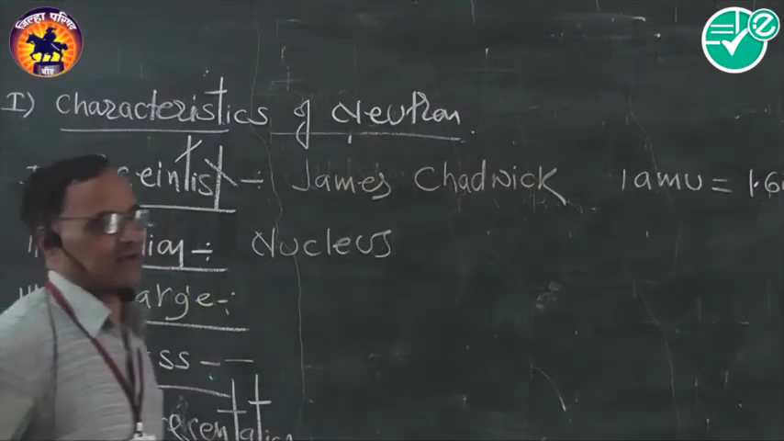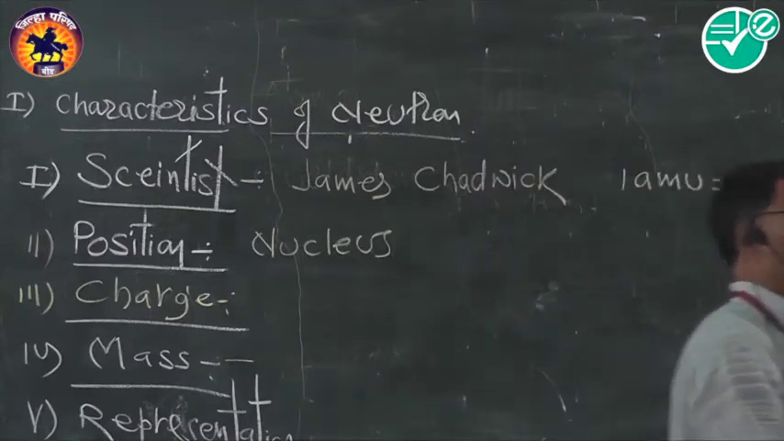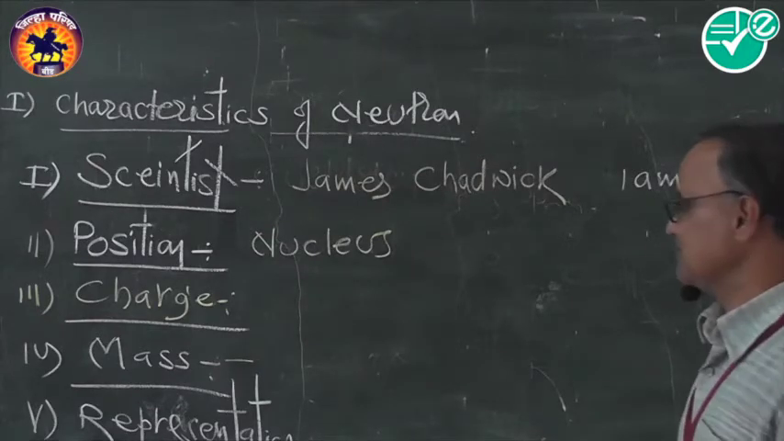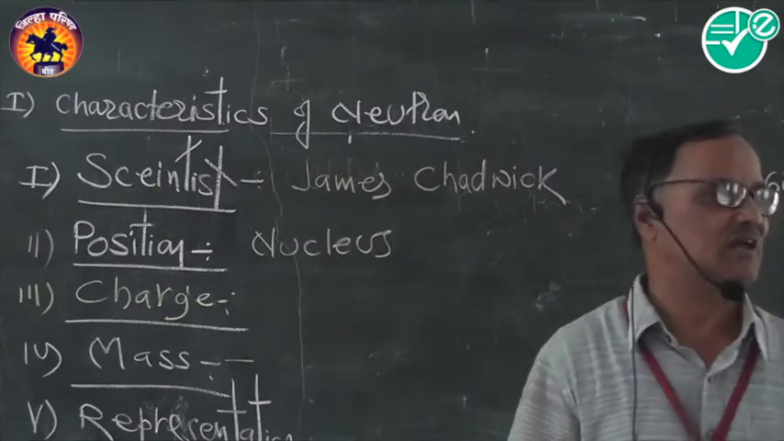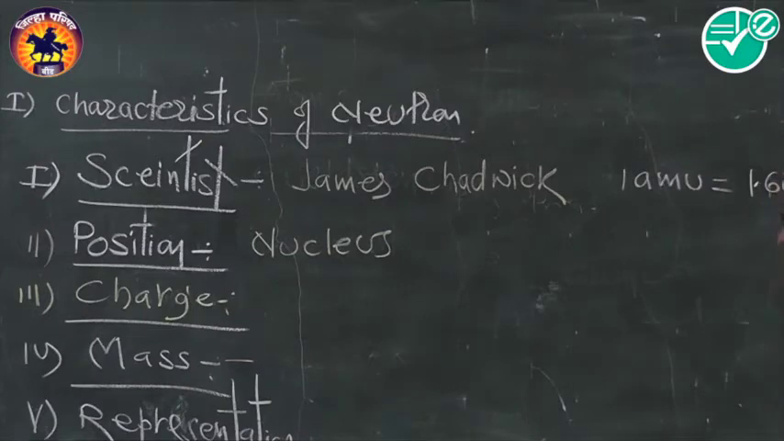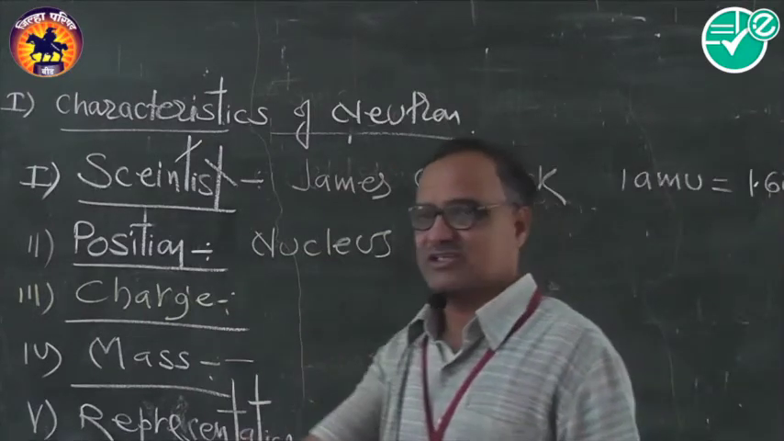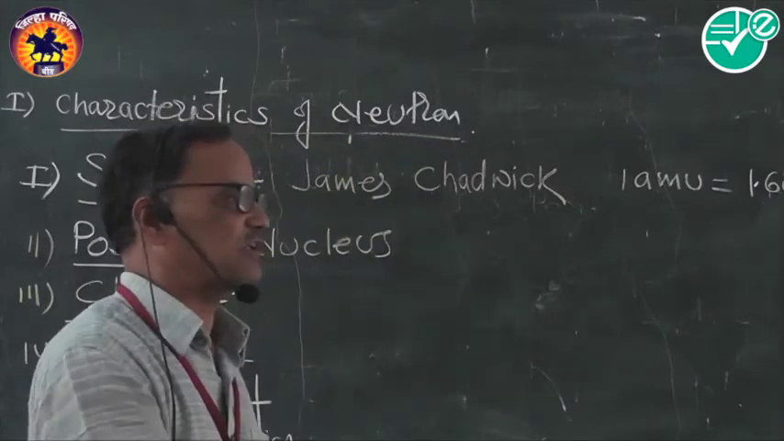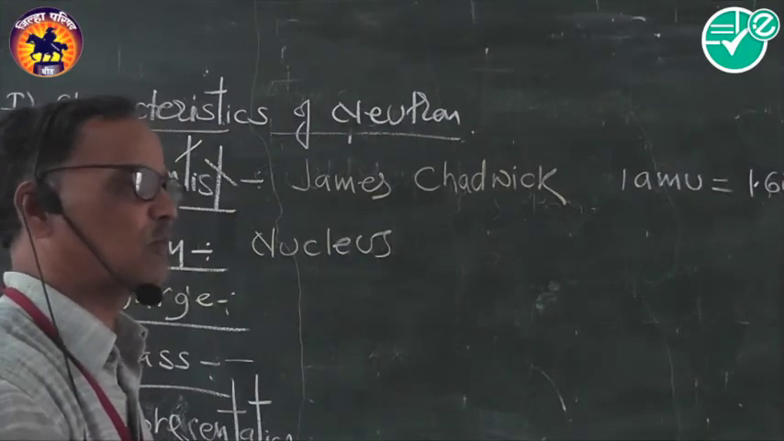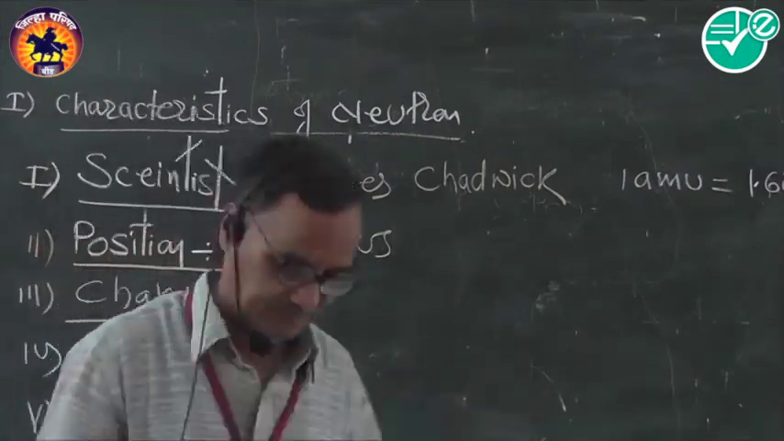The second point, the position of a neutron, is nothing but as protons are present in the nucleus of an atom, at the same time these neutrons are also present in the nucleus of an atom. So first of all, James Chadwick discovers the subatomic particle which is present in the nucleus, called neutron. Neutron is also present in the nucleus of an atom.